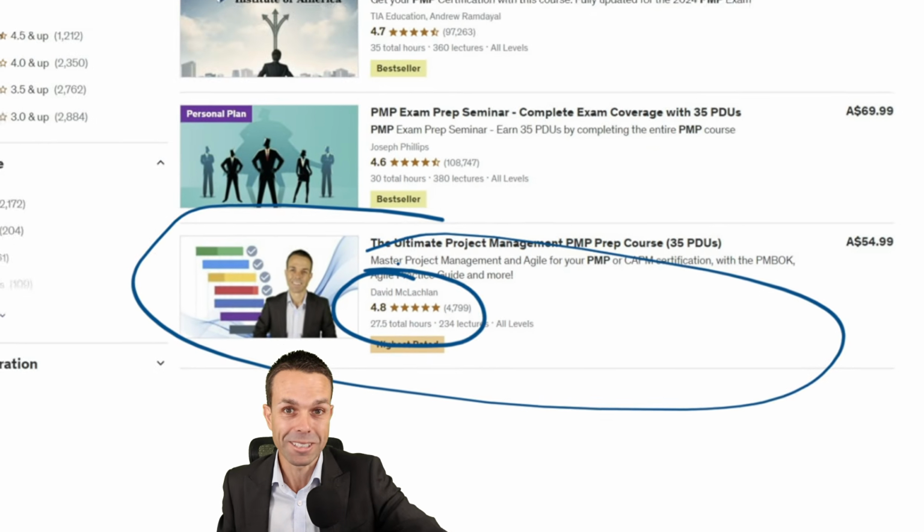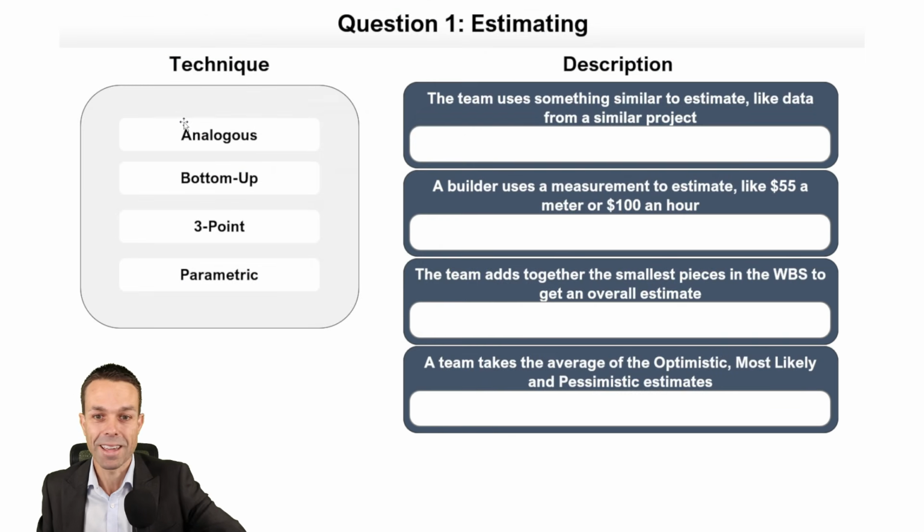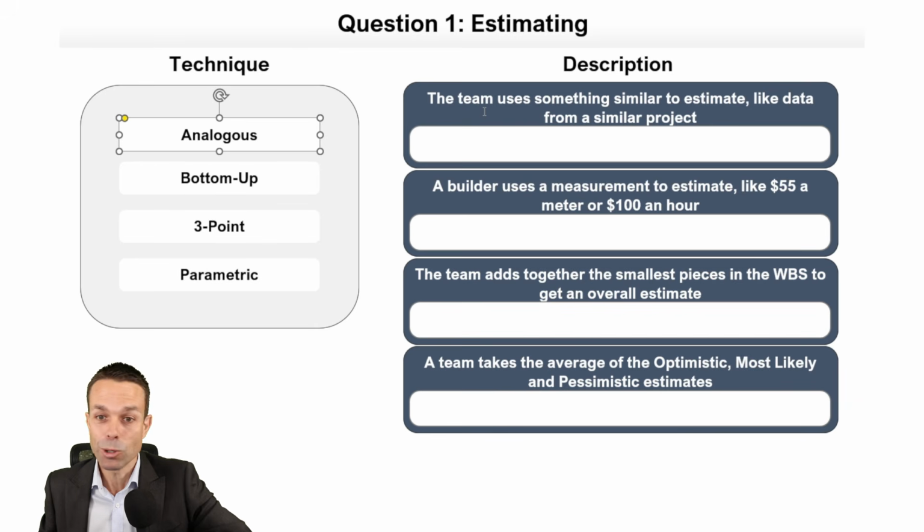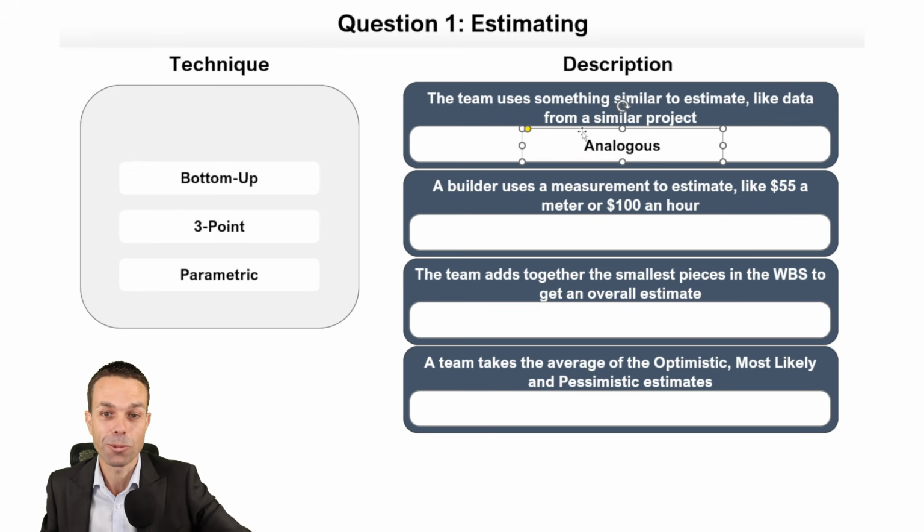Let's get into the first question. And the first one we're looking at is estimating. If the team uses something similar to estimate, like data from a similar project, it's similar and it's an analogy. So we're using analogous estimating with our team.